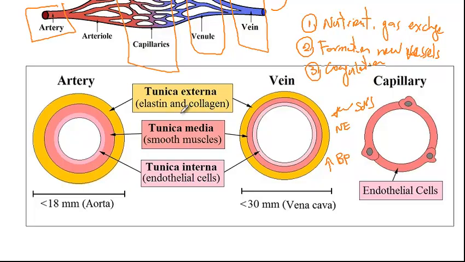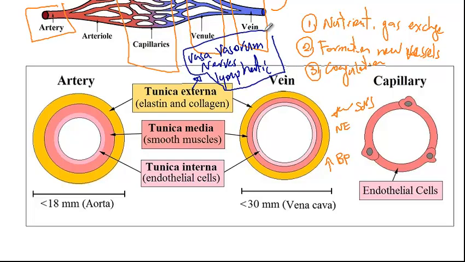And the function of tunica externa is basically to protect and reinforce the vascular wall. This layer may also contain nerve fibers or lymphatic vessels, as well as the vasa vasorum. So nerves, lymphatic vessels, as well as vasa vasorum, which is a network of capillaries that is used for nourishing tissues with large vessels. And these are all found in the tunica externa layer.